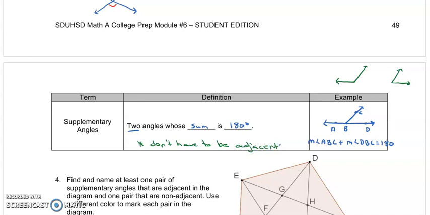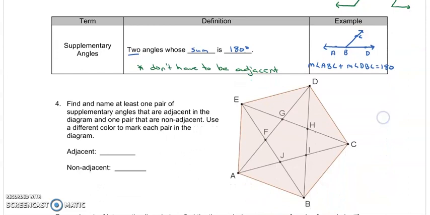That's okay. All right, so if I'm looking at number 4, find and name at least one pair of supplementary angles that are adjacent in the diagram and one pair that are not adjacent. So maybe one example of them being adjacent could be this guy and this guy. Those two form a straight line right here, and so they add up to 180. So this would be something like angle EGD and angle DGH.